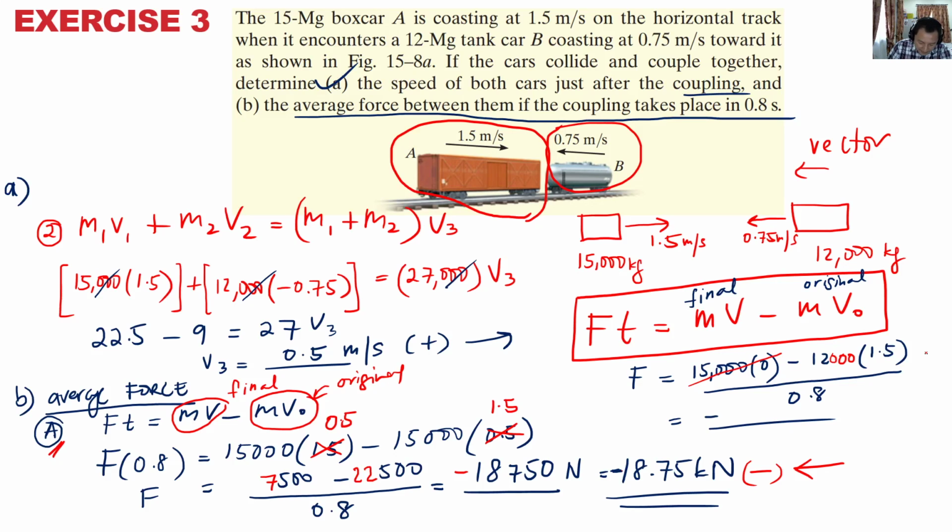12,000 times 1.5 is 18,000. Divided by 0.8, so you get 22,500. C, 20,500. There you go. It will be significantly higher compared to this one. So yeah, your final velocity helps.